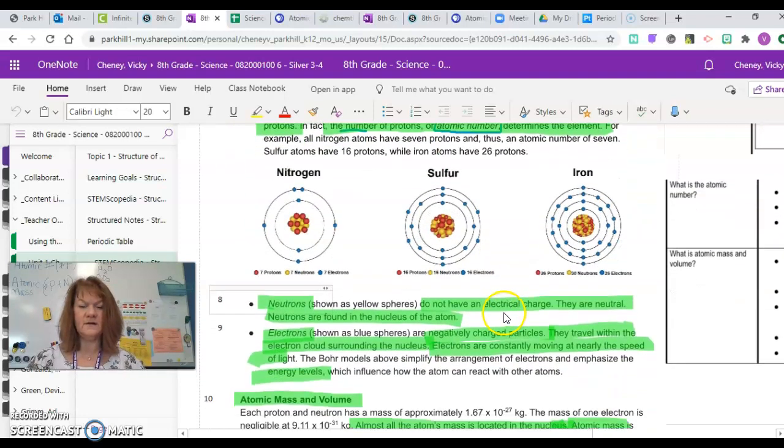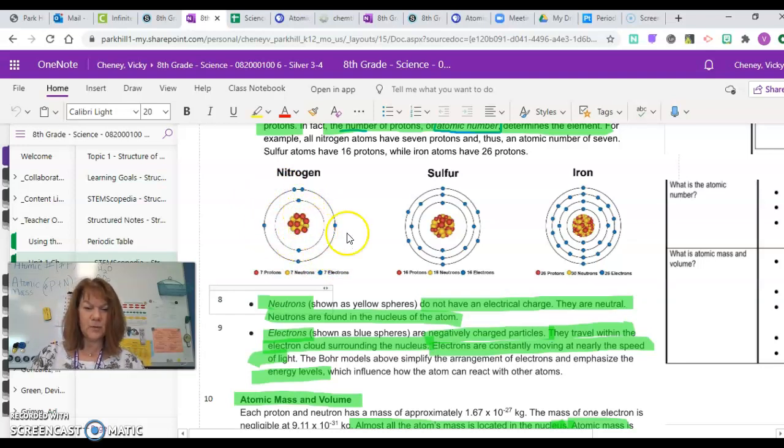Down below it says neutrons are shown as yellow spheres. They do not have an electric charge. They are neutral. So we have neutral neutrons, and they are found in the nucleus of this atom. The protons are important because they determine what element it is. The neutrons are important because they hold that nucleus together. So then we have electrons, these negative electrons, and they travel here in the electron cloud around the nucleus. They are constantly moving at nearly the speed of light.